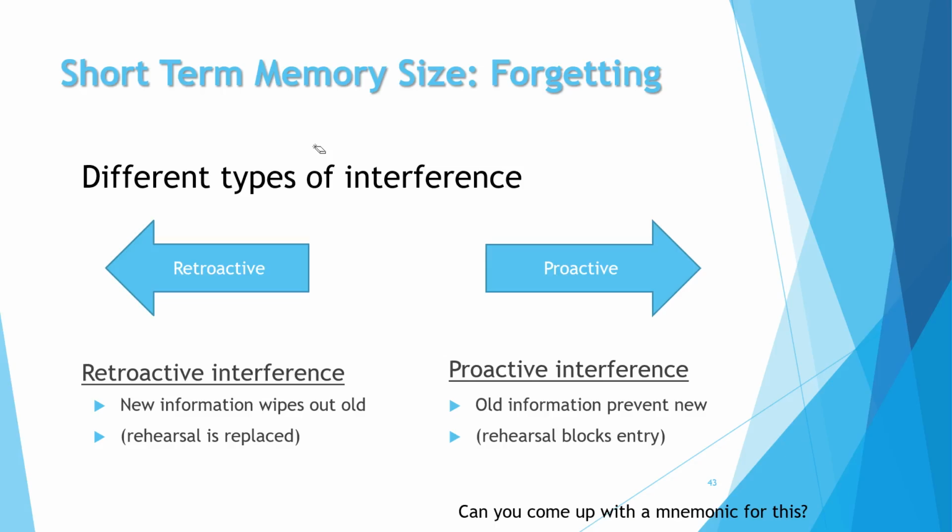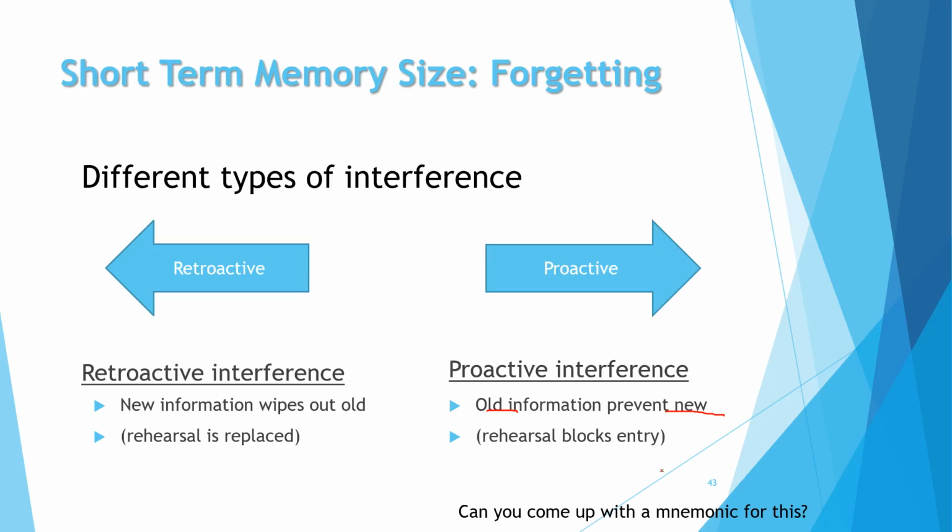So let's learn about retroactive and proactive interference. Retroactive interference is when new information prevents you from remembering old information. Proactive interference is old information preventing you from learning new information. To give an example, proactive interference could be if you have learned how to use an iPhone and now you want to learn how to use an Android phone, and it's really hard because you keep trying to do things the iPhone way and it's preventing you from learning the new way of doing it.